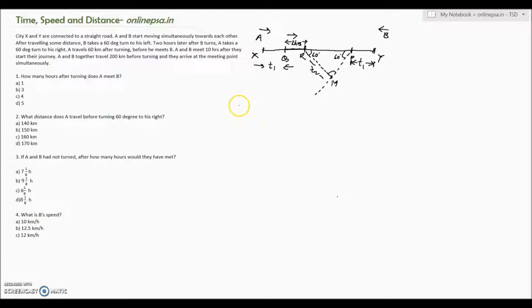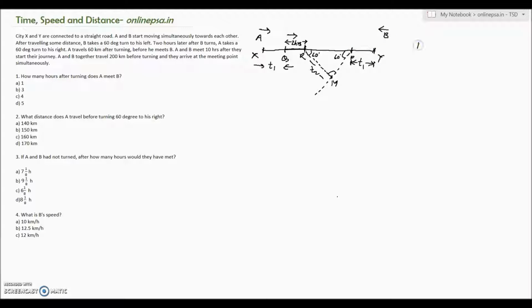So there is a lot of information here. Let us form equations from this information. What are the other information given? A and B meet 10 hours after they start their journey, which means A starts from X, goes towards Q, passes through R, and then takes a 60-degree turn to reach M in 10 hours. Similarly, since they start at the same time, B travels from Y, reaches P, and then takes a 60-degree turn to reach M in 10 hours. And they travel 200 kilometers before turning.